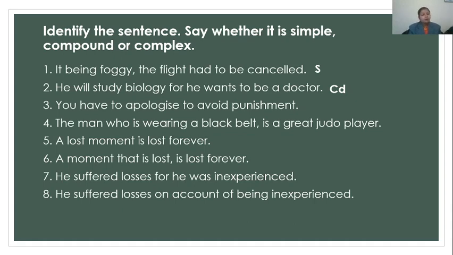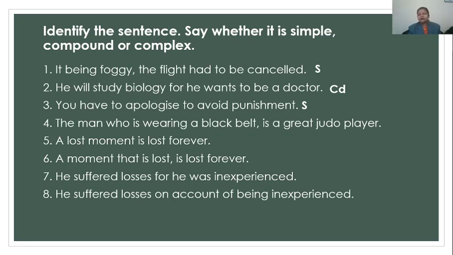Yes. Now look at the third one. You have to apologize to avoid punishment. Just look at the finite verb. What is the finite verb here? Have. To apologize and to avoid, they both are non-finite verbs. So this sentence has only one finite verb. So what type of sentence is this? It is a simple sentence. Very good. Look at the fourth one. The man who is wearing a black belt is a great judo player.